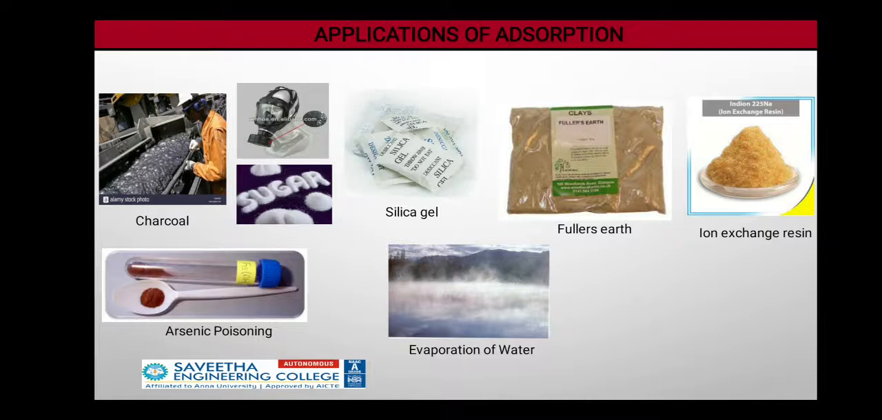And silica gel is mainly used for absorbing moisture. Fuller's earth is used in large quantities in refining petroleum and vegetable oil industries, where it absorbs all the unwanted materials. The ion exchange resins are mainly used in softening of hard water, as they exchange all the hardness causing ions. And colloidal ferric hydroxide is used to eliminate arsenic poison from the human body.